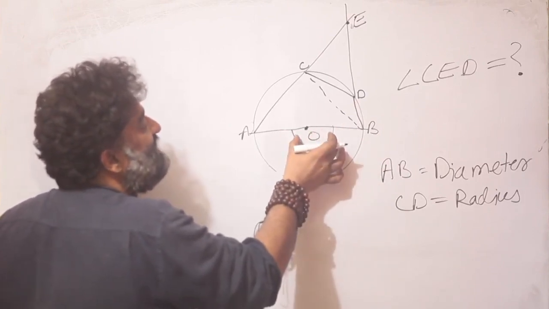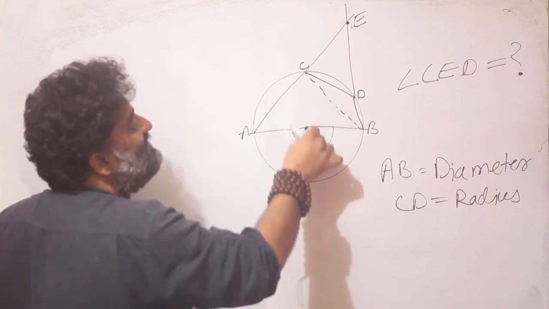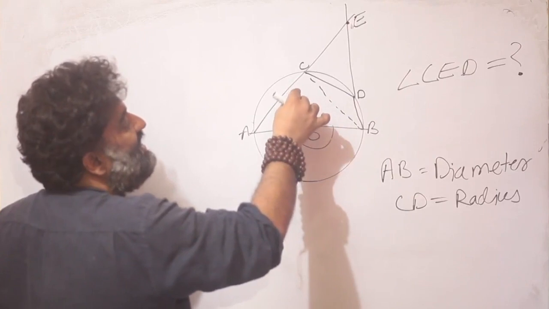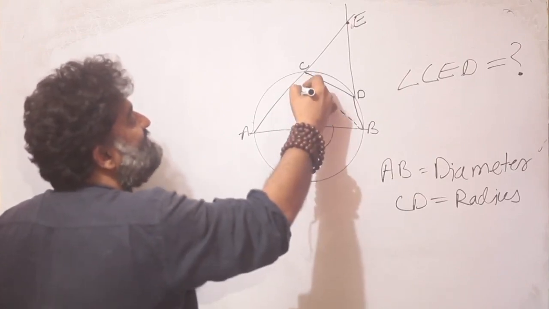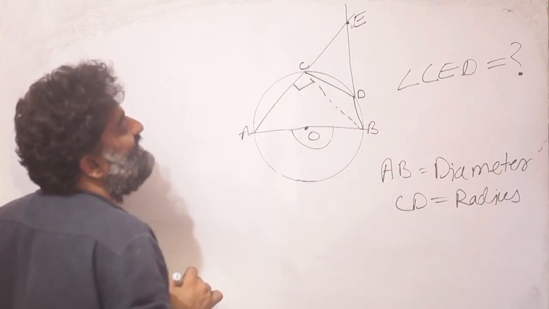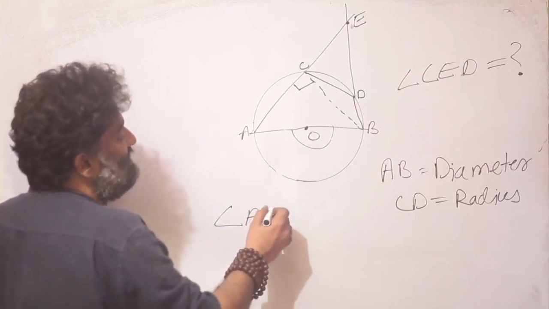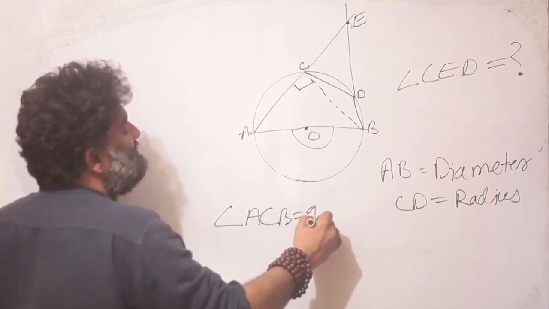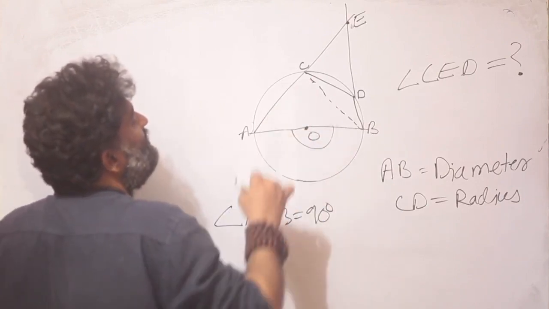If this is 180 degrees, the angle subtended at any other point other than the center in the segment is going to be half of this angle. If this is 180 degrees, this angle, angle ACB, is going to be 90 degrees. So write that information for yourself somewhere. Angle ACB is equal to 90 degrees because there is still some work to do.